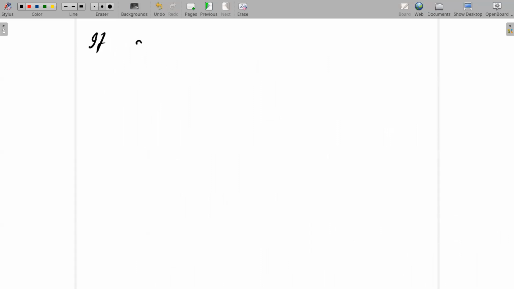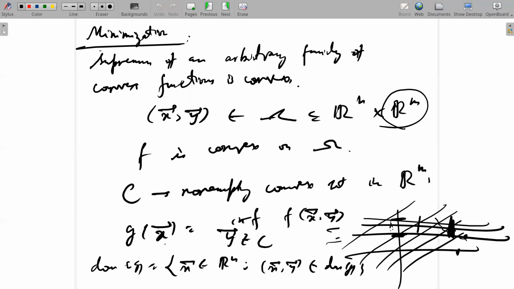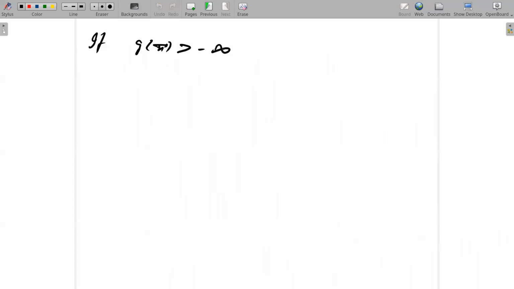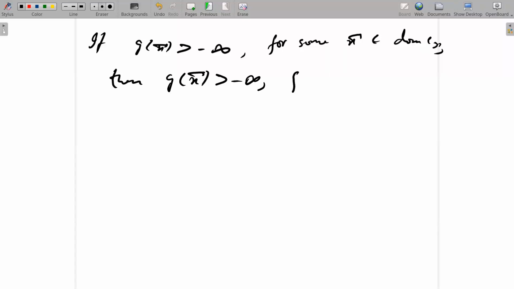So one possibility is that g of x is always minus infinity. For example, f could be declining all the way down, so the infimum might be minus infinity. But if g of x is bigger than minus infinity for some x in the domain of g, then it will turn out that g of x is bigger than minus infinity for all x. That's the beautiful thing about convex functions. All right.